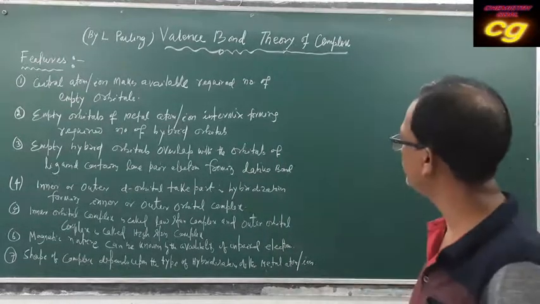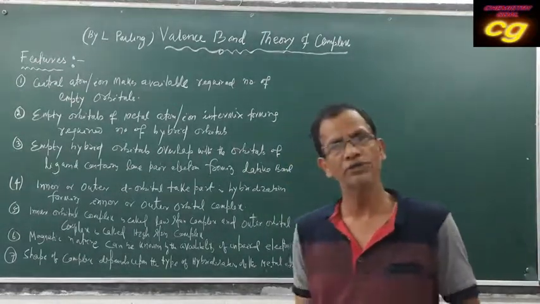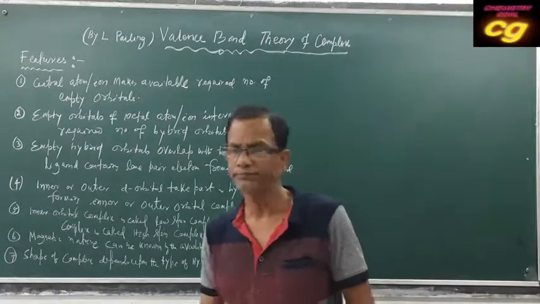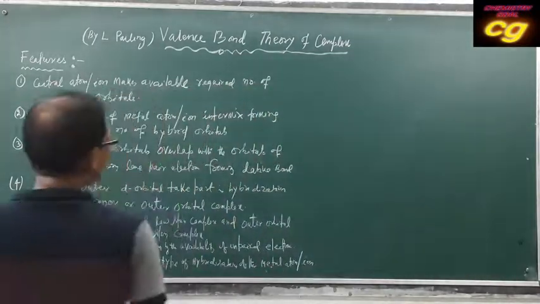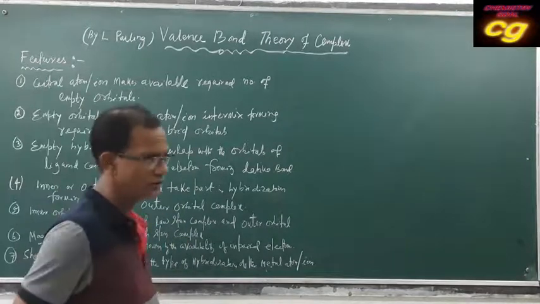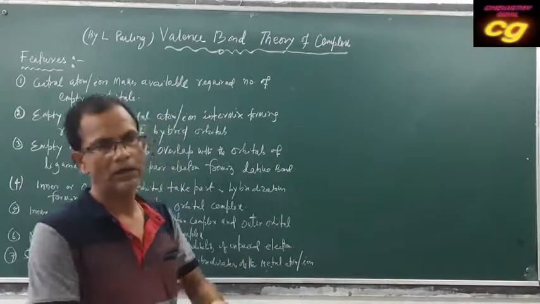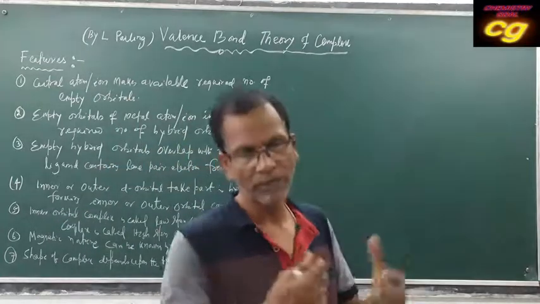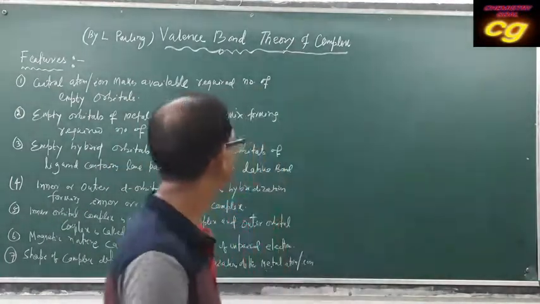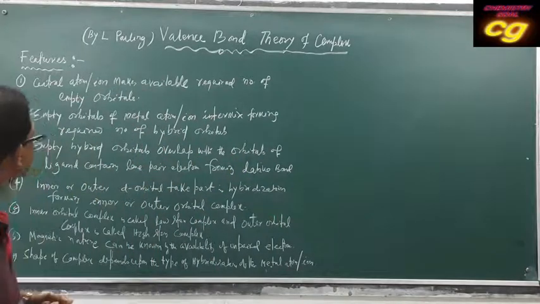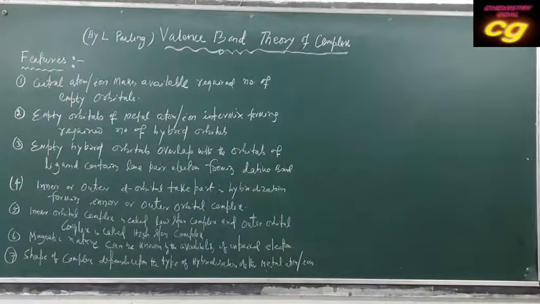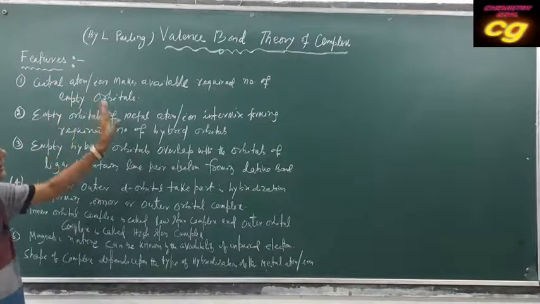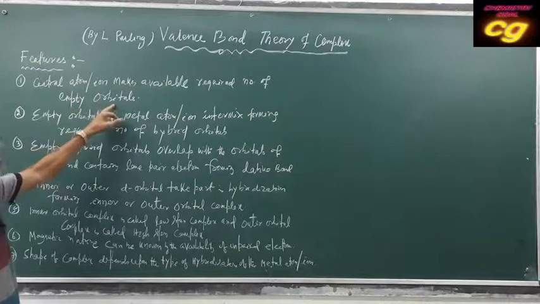This Valence Bond Theory was first studied by L. Pauling. He mainly compared the nature of different complexes on the basis of their shape and magnetic character. According to this, the first feature is that the central atom or ion makes available the required number of empty orbitals.